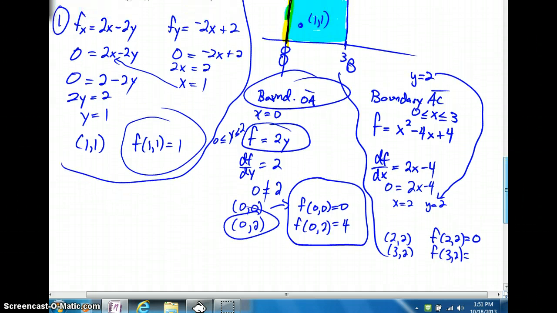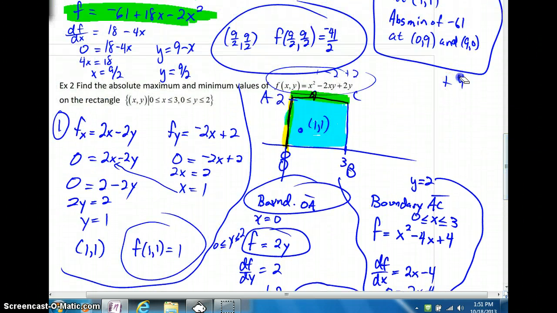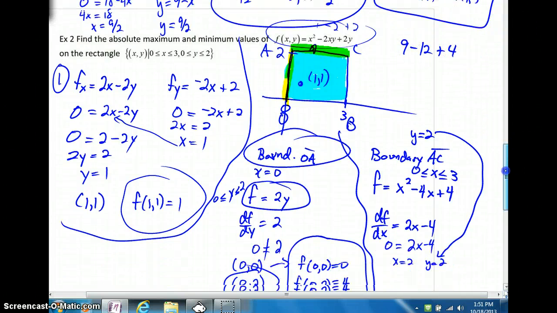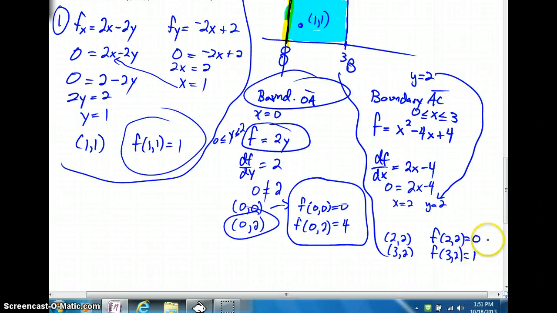What about (3, 2)? Well, let's investigate what would happen there. 3 squared is 9. And 2 times 3 times 2 would get you a 12. 3 times 2 is 6. 6 times 2 is 12. 2 times 2 is a 4. So we'd get 9 plus 4 is 13. 13 minus 12 is a 1.